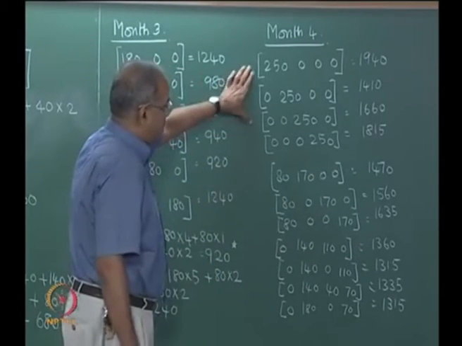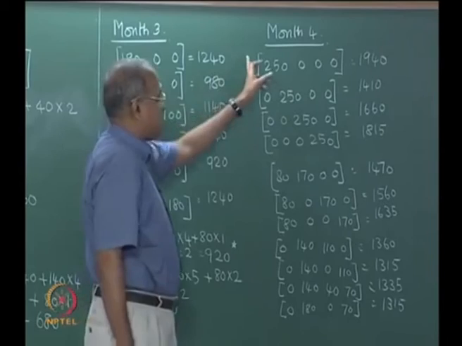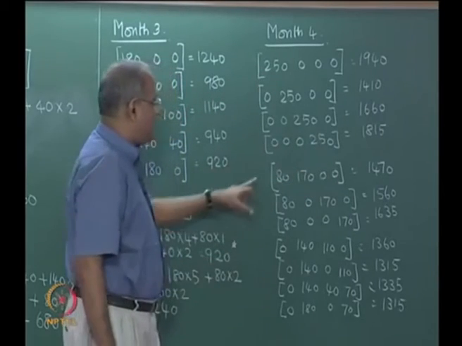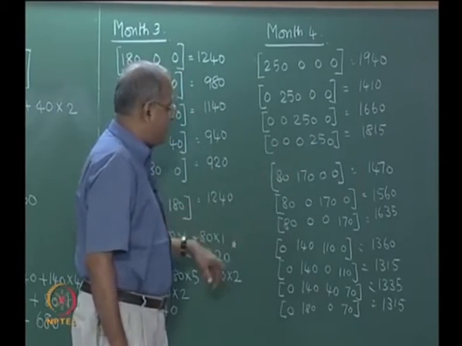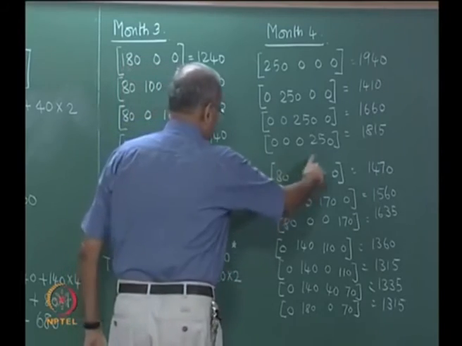So, these 4 look at the cases where all the demands are produced in a single period. Now, here what we do is we have this 80 and then the 3 cases.